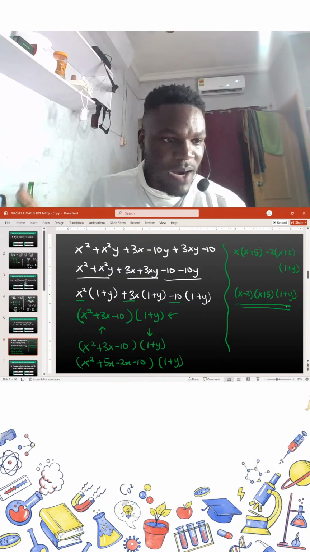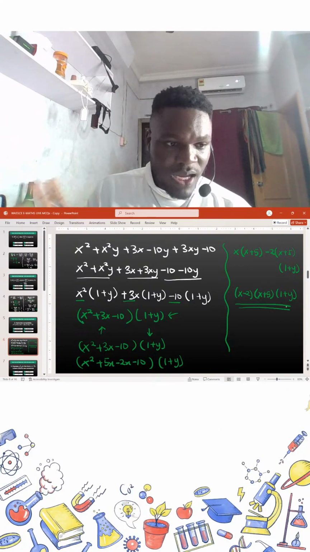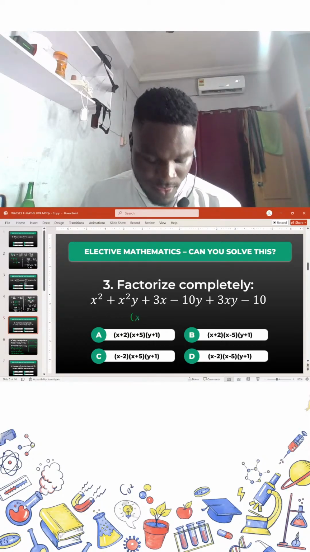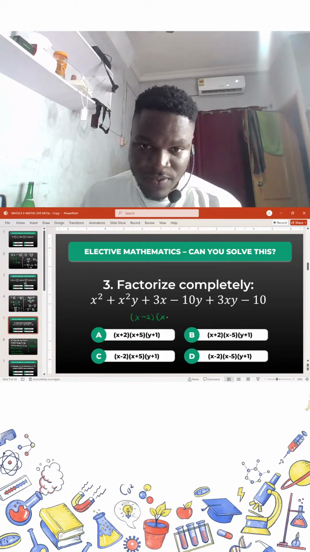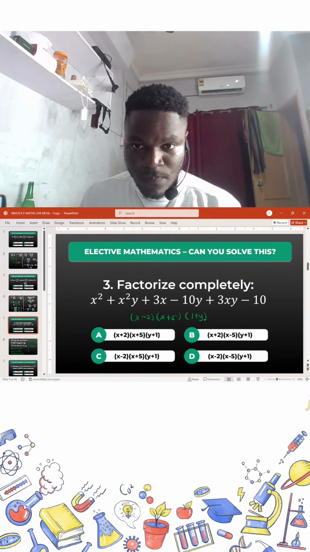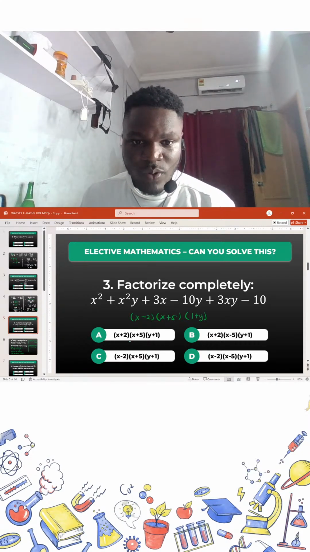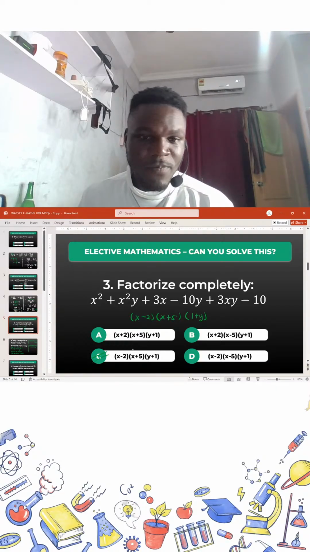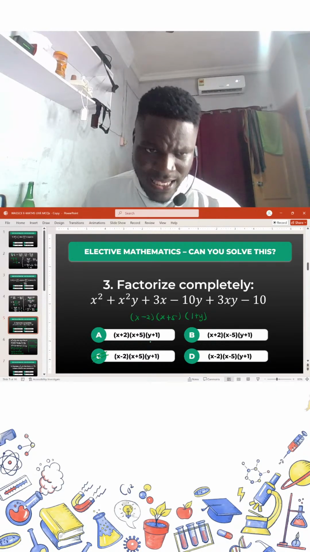That becomes my answer. Guys, are you okay? So the answer to the problem that we have over here is x minus 2, x plus 5, and then 1 plus y. Okay, so this is the answer to the problem. And if we look at our possible options, we can see that we have x minus 2, x plus 5, y plus 1. So x minus 2, we have that here, x plus 5, and then 1 plus y or y plus 1 is still the same. So option C is my right answer again over here.